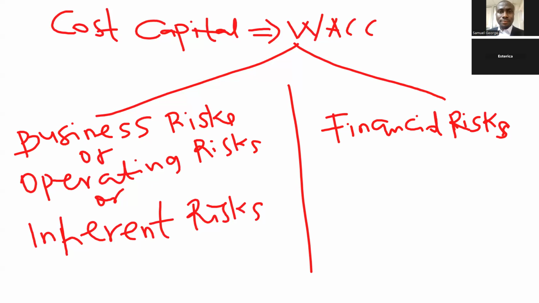So these two risks will be there if the company has debt in its capital structure. But if the company does not have debt in the capital structure, it is only business risk that will be present, and we factor it inside the calculation of cost of capital, which is WACC.